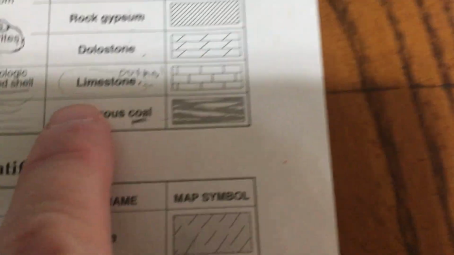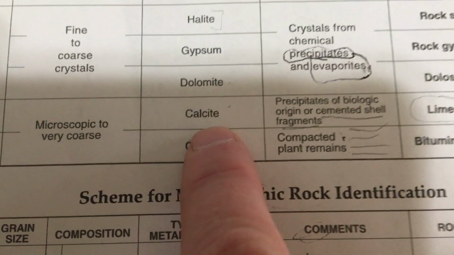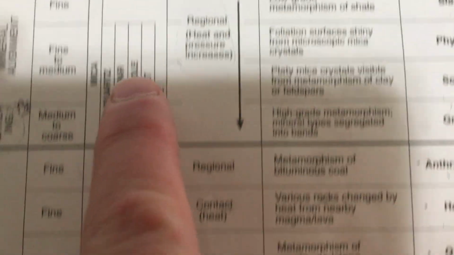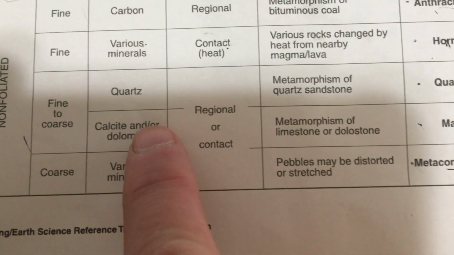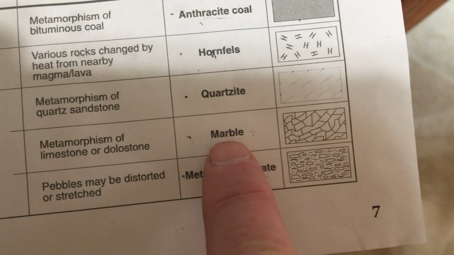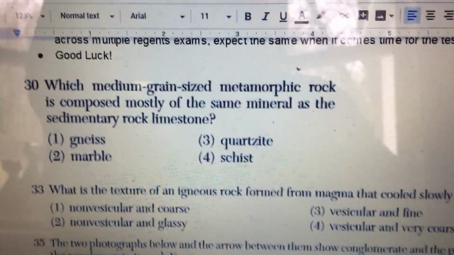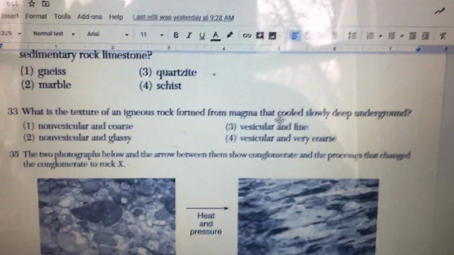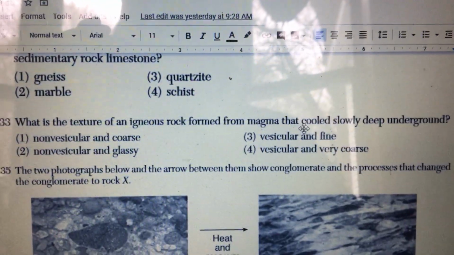So if we're looking for the same mineral as what is in limestone, let's go for limestone. Limestone is made out of calcite, so which one down here has a composition of calcite? There it is. So our answer is marble, choice 2. So again, if you got intimidated by, geez, I didn't memorize any of these rocks, nobody's expecting you to. There's the answer sitting right there.